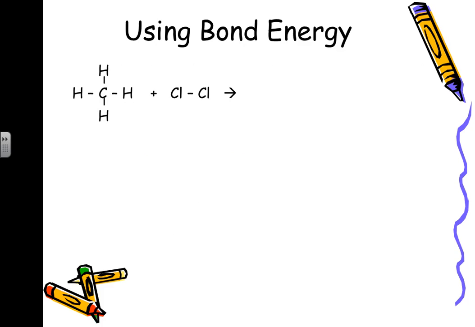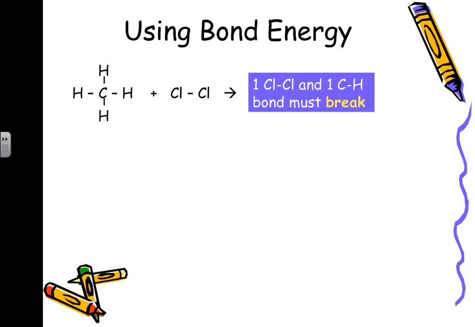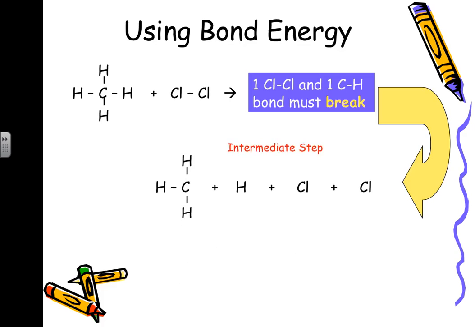Okay, so these were the reactants that we drew. And we then just had a discussion on we were going to need to break one chlorine-chlorine single bond and one carbon-hydrogen single bond. And that will lead us to something that looks a little strange, okay? It's going to look like this. Okay, so notice what I did.